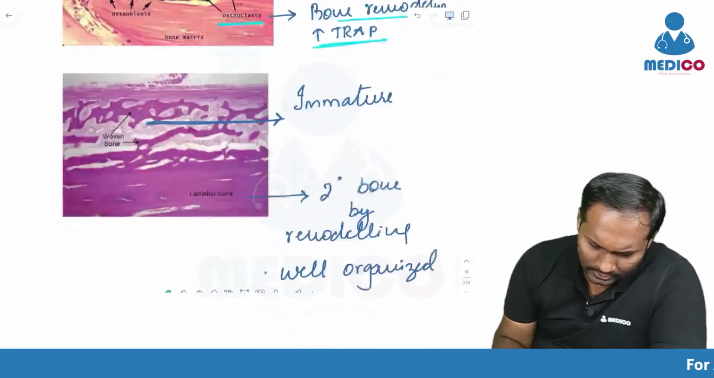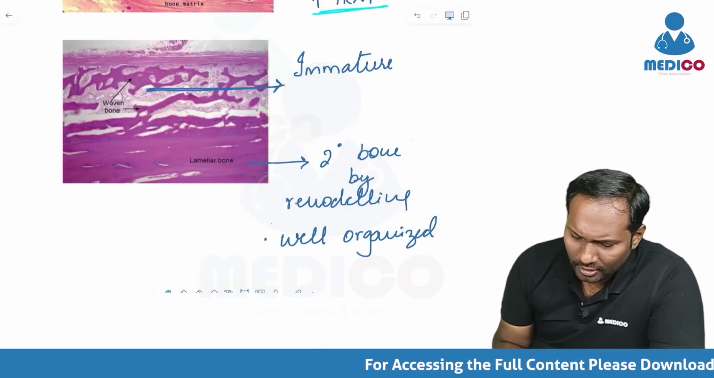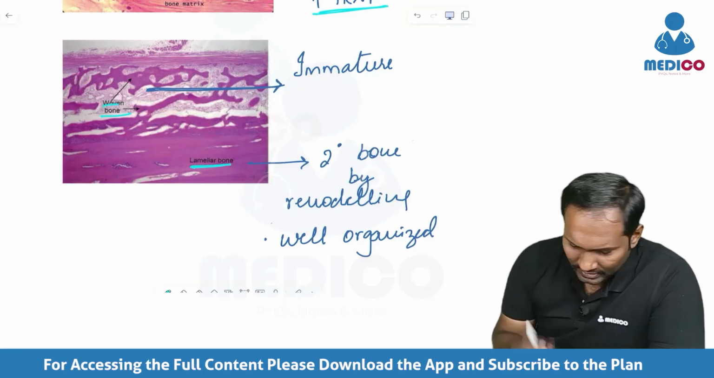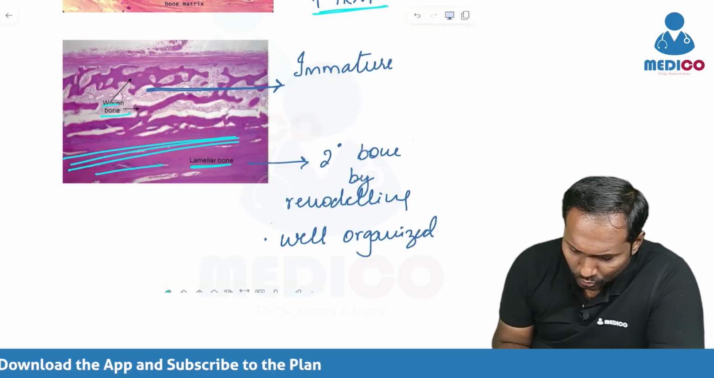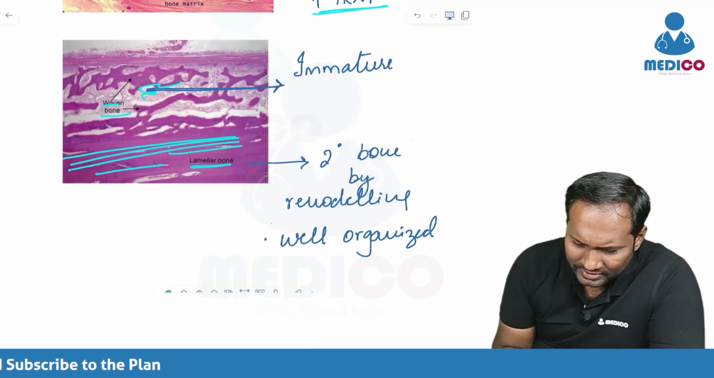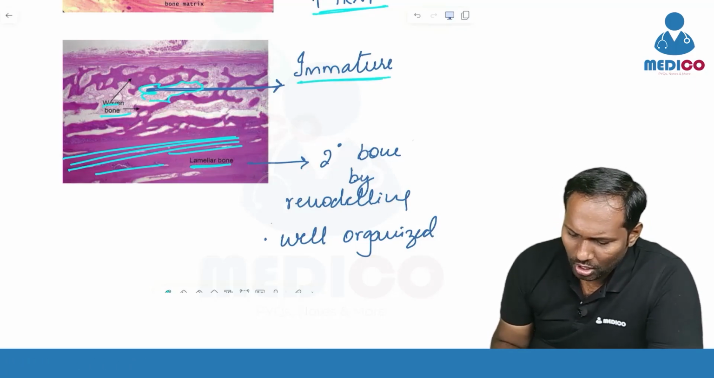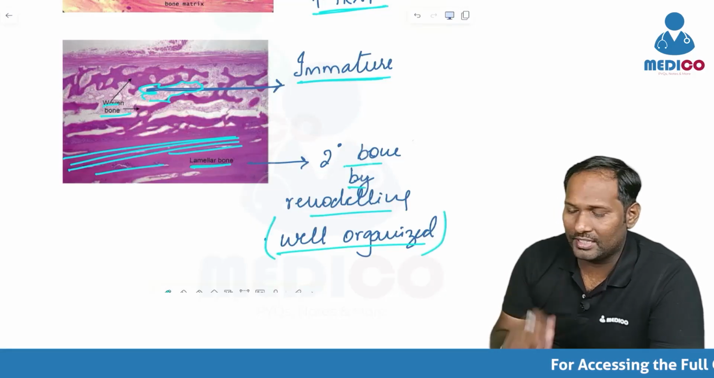Okay. This is another histology picture to differentiate between a fully formed mature lamellar bone and a woven bone. See here, the entire bone, this pink color, is fully formed. Here there are numerous gaps. That signifies whether it's an immature bone or a mature bone, or simply put, a well organized bone. All right.